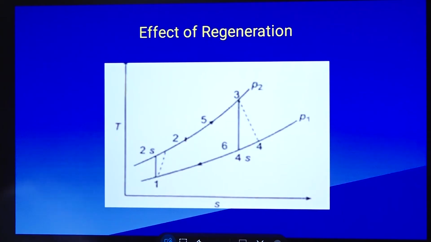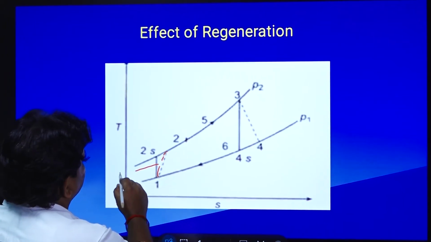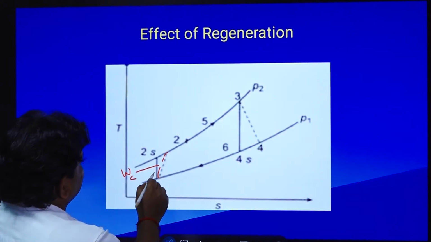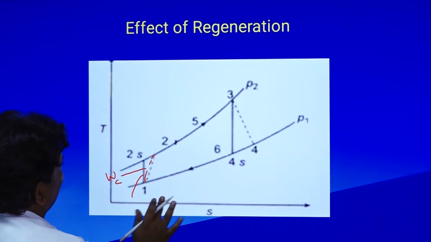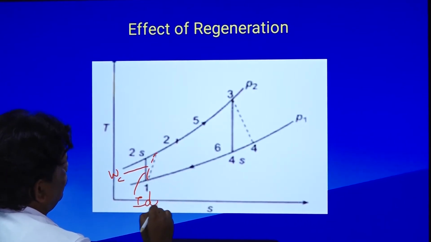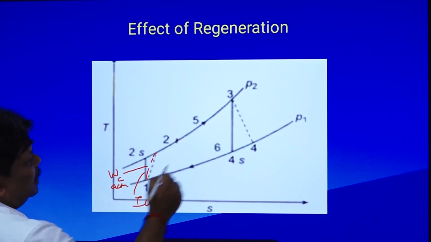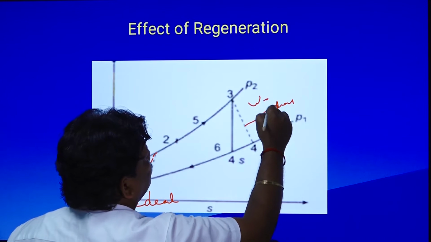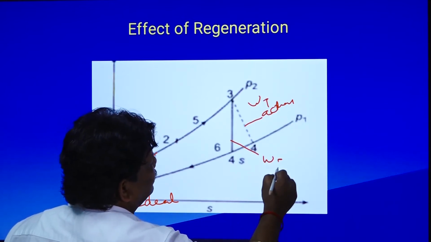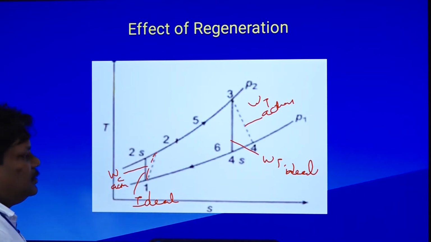So this is the diagram which represents the effect of regeneration. This is for the compressor. This is actual, this is ideal, and this WC is actual, and similarly here it is actual WT, and here it is WT ideal.